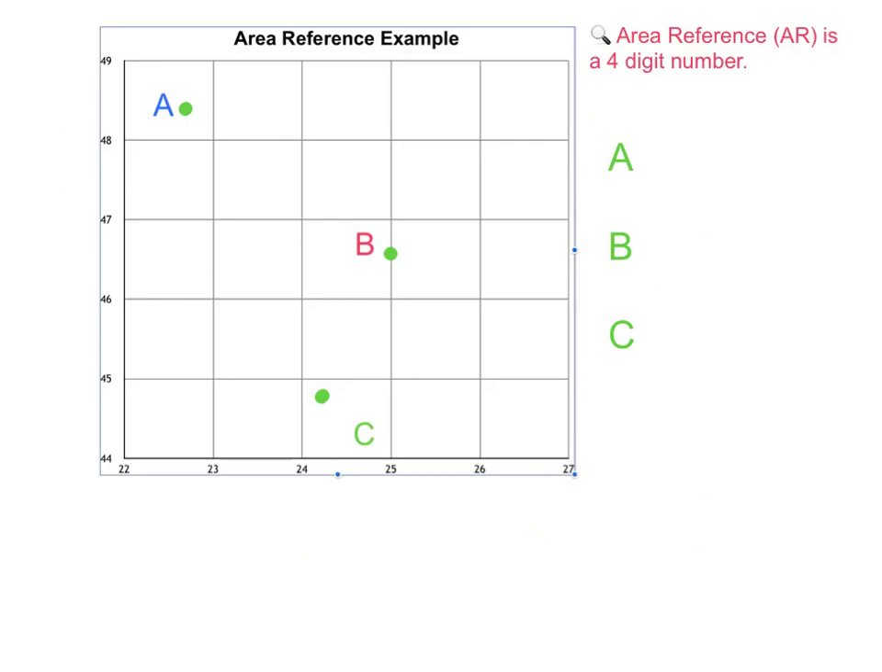So let's read area reference. The first thing you're going to need to do is to draw a capital L. This might sound a little bit crazy, but many students muck up just that first initial thing. This is not a capital L, nor is this, and nor is this. We're looking for a capital L.